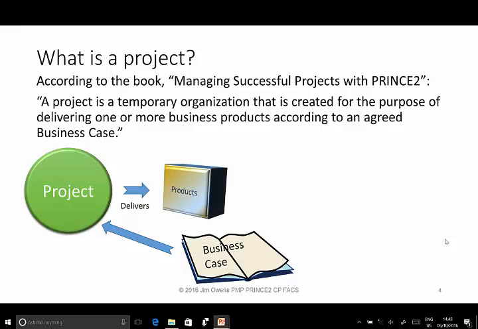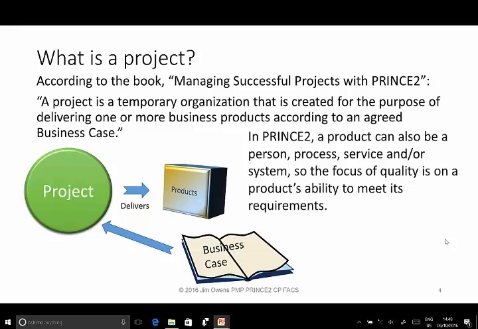The project will create outputs in the form of business products. Note that in PRINCE2 a product can also be a person, a process, a service and/or a system, so the focus of quality is on a product's ability to meet its requirements. And products do not have to be physical objects such as a house or a website.